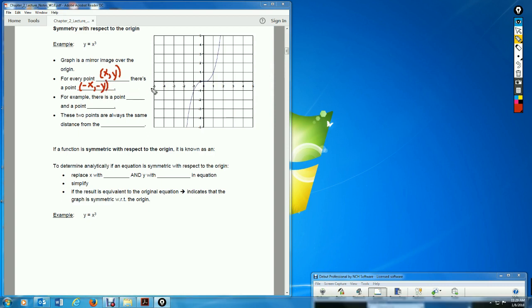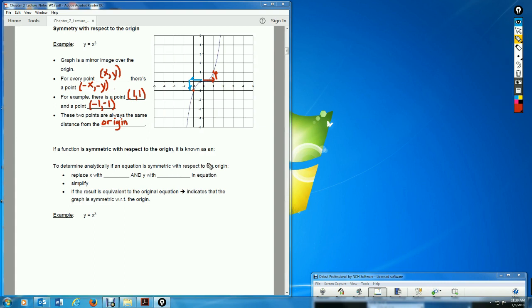So specifically, for example, we have a point 1 comma 1, which is right here. And symmetrically, there is a point negative 1 comma negative 1. The 2 points are always the same distance from the origin. And because it's not as easy as just, say, folding it over the x-axis or folding it over the y-axis, I always think of it in terms of, if I go this way a certain distance over and up, then the symmetric point is going to be, do the opposite of that. Go back and then down.